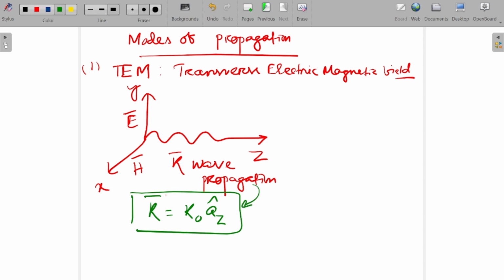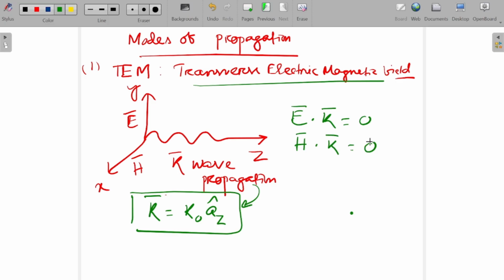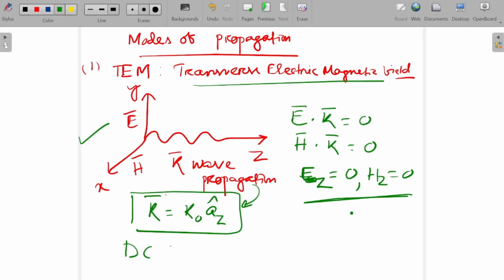So, in TEM mode, transverse electric and magnetic mode, no component of the electric field and magnetic field lies in the direction of propagation. So, simply we can write that E dot k equals 0 and H dot k equals 0. That means no field component is in this direction. So, here Ez equals 0 and Hz equals 0, and this mode can support frequency from DC to a particular cutoff frequency.